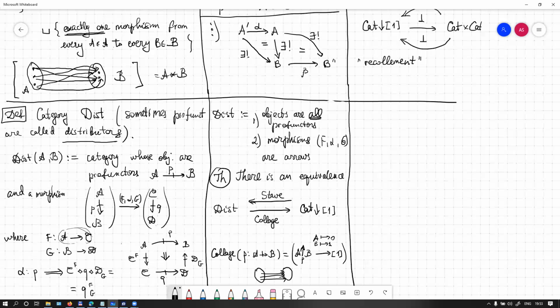Functor state: we need to take a barrel and make a distributor, or profunctor, from it. So state from a barrel B, so we have C, B to 1, is given by a profunctor B minus 1, 0 to B minus 1, 1.